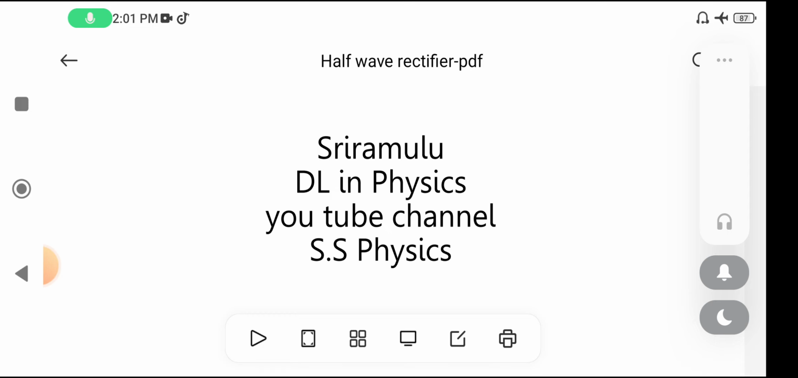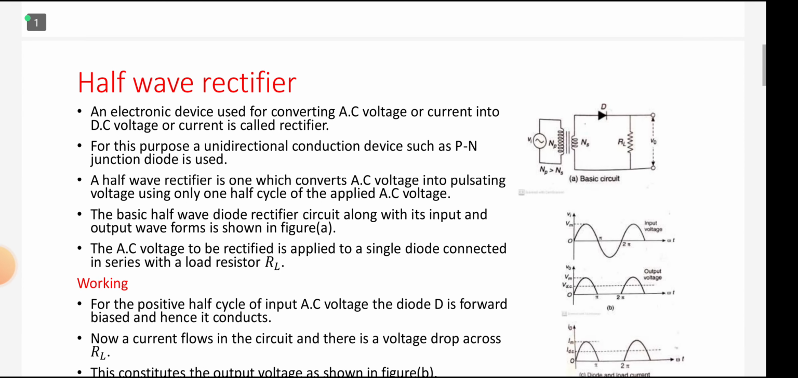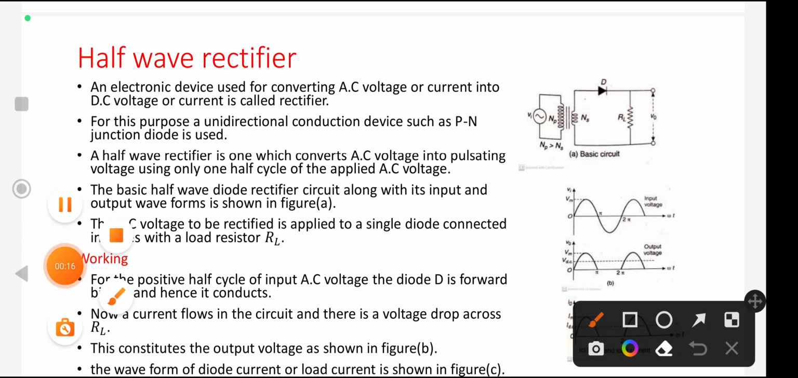So today's topic is half wave rectifier. See here, an electronic device used for converting AC voltage or current into DC voltage or current is called a rectifier.